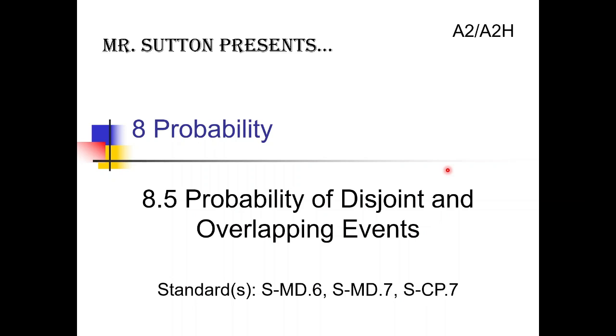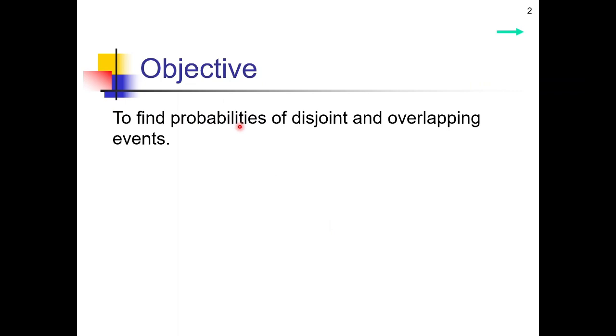Hello there, Mr. Sutton here, bringing you the Algebra 2 8.5 lesson on the probability of disjoint and overlapping events. And as the title suggests, that's what we're going to be finding, those probabilities.